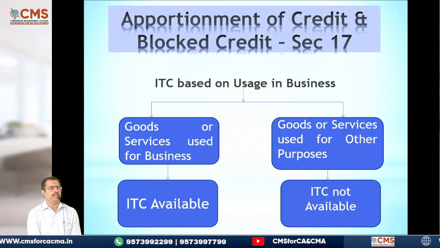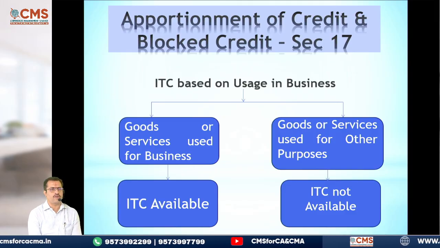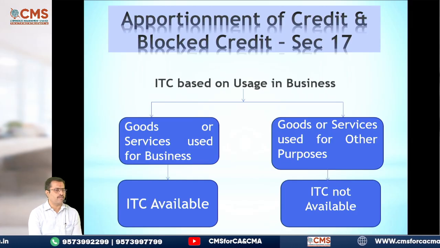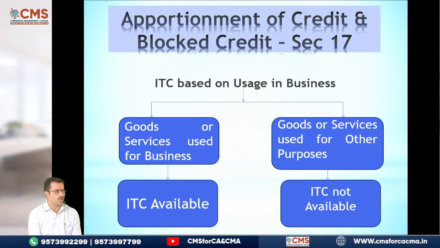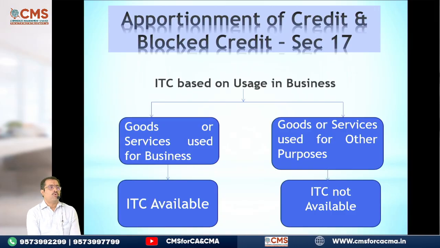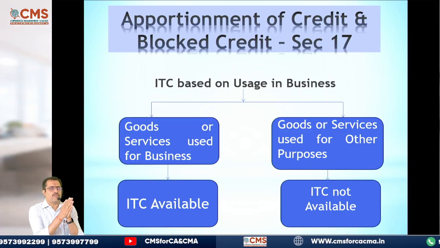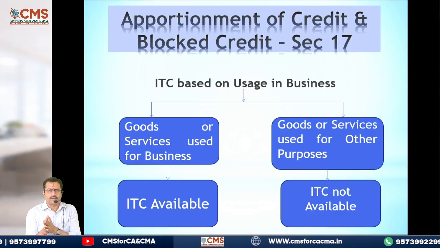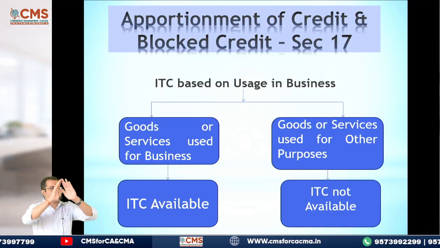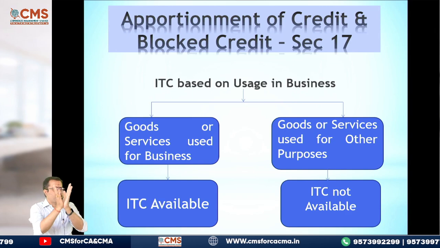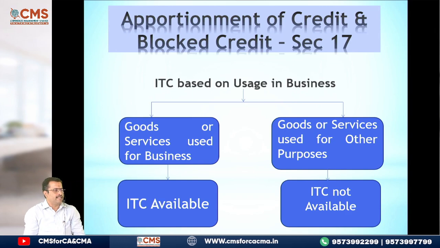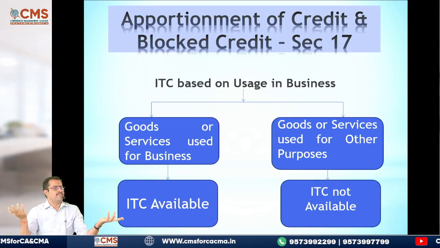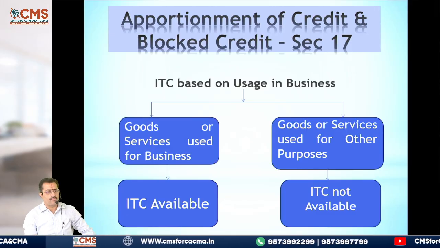Just now we told in section 16, goods must be used for what purposes? Business purposes. So they must be used in the course or furtherance of business, as we have already told. Now, what if part of the goods are used for business purpose and part for non-business purpose? Obviously, on the percentage used for business purpose only we can avail the ITC. On that portion which is not used for business purpose, ITC will not be available. That is what I have given in the form of a chart here.